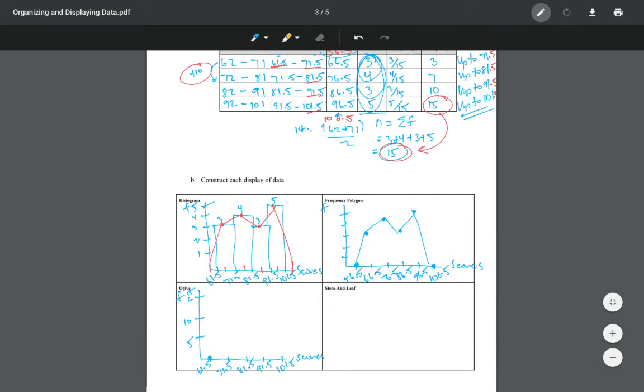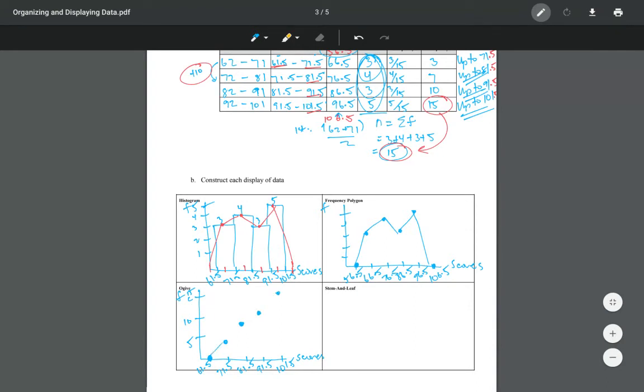So that's my starting place. That's actually outside of my actual data. But 71.5 includes 3 of my data values. So up to 71.5, I've got 3 of my data values. Up to now 81.5, that's 7 of my data values, so 7. Up to 91.5, that's going to be 10 of my data values, so that's going to be 10. And then up to 101.5 is 15.